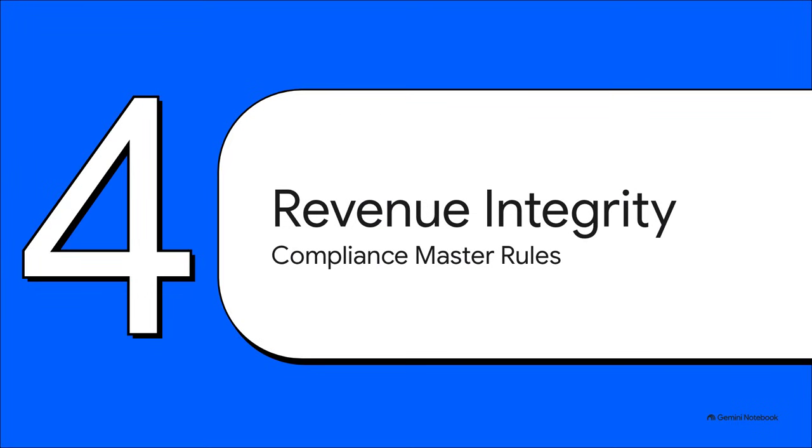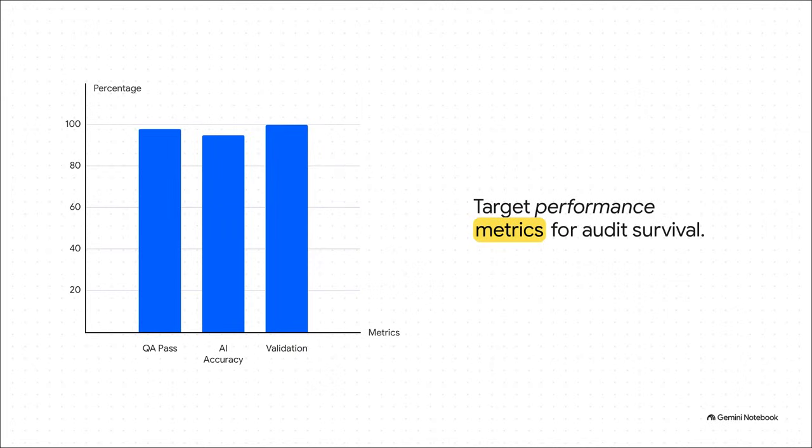Section 4. Revenue Cycle Integrity and Compliance. Master Rules. Let's protect that revenue. To mitigate the heavy risks associated with OIG work plan priorities and the False Claims Act, your compliance targets need to be sky-high. Utilizing tools like RATstats for statistically valid sampling, you should be aiming for a 98% quality assurance pass rate. And as computer-assisted coding and AI become the norm, you need a 95% AI confidence accuracy post-human review.